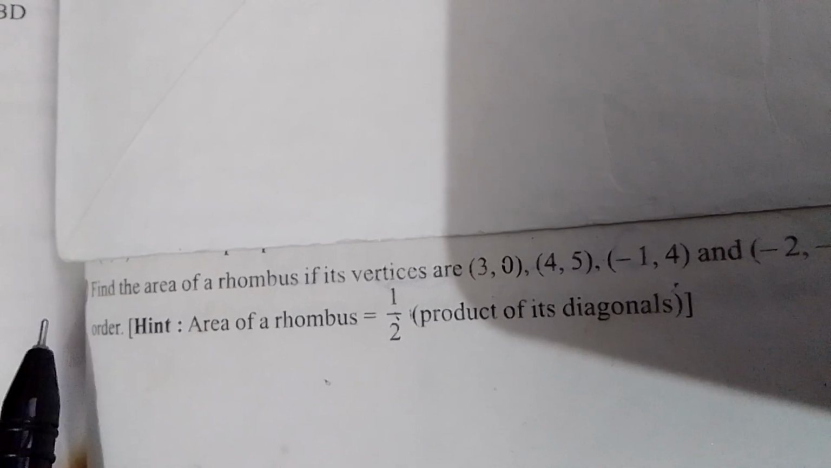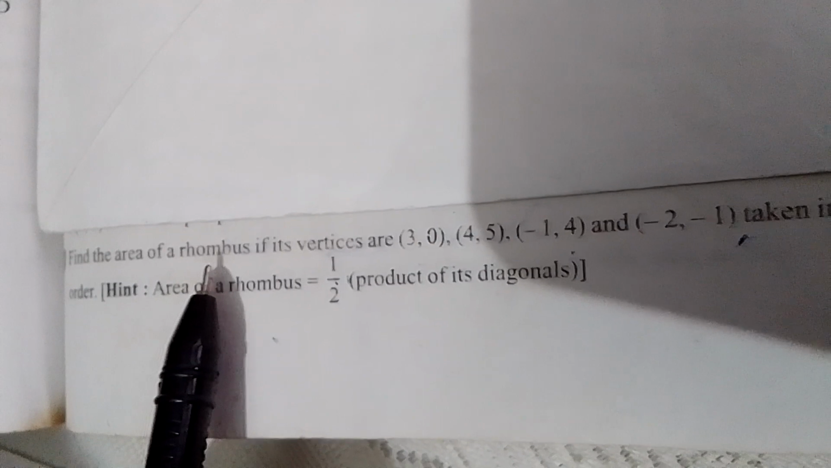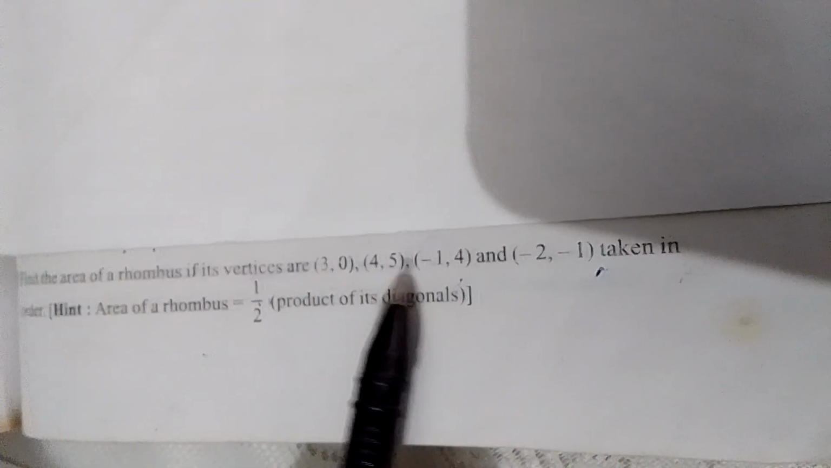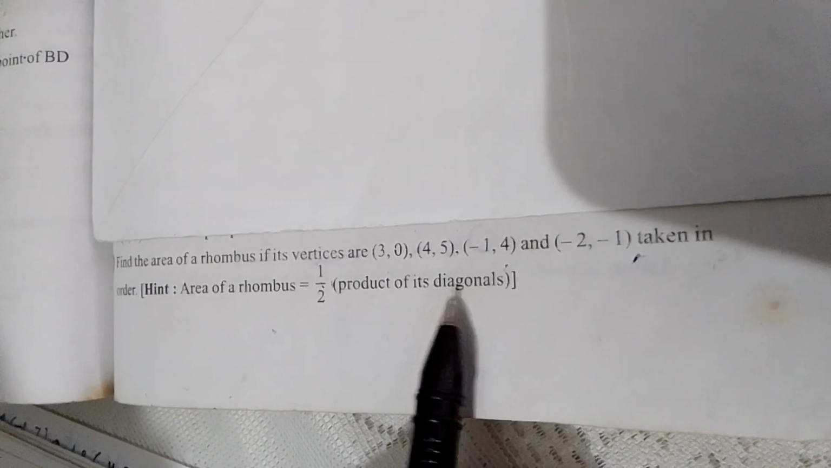Now question 10, last question of this exercise. Find the area of a rhombus if its vertices are 3, 0, 4, 5, minus 1, minus 4 and minus 2, minus 1 taken in order. Hint, area of rhombus is equal to half product of its diagonals.